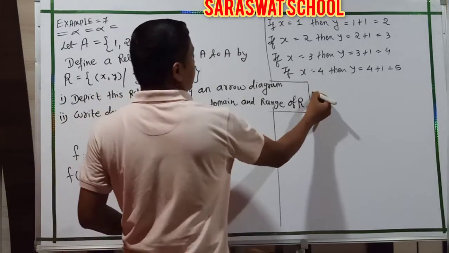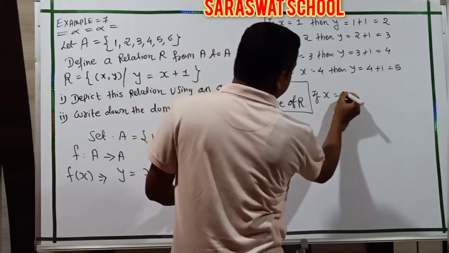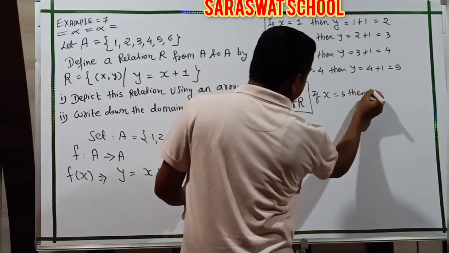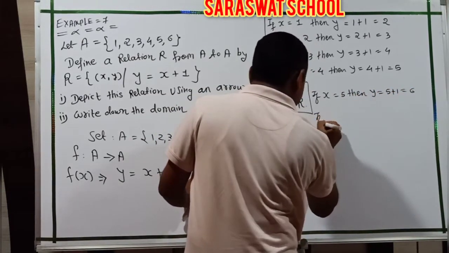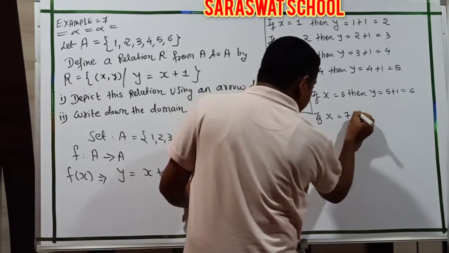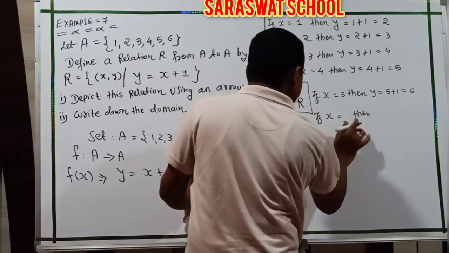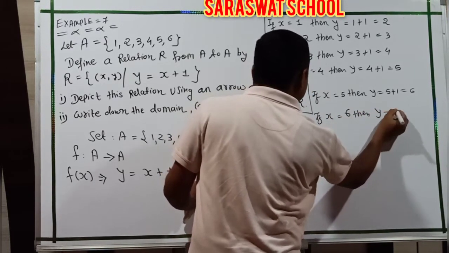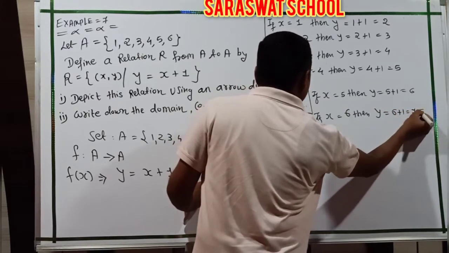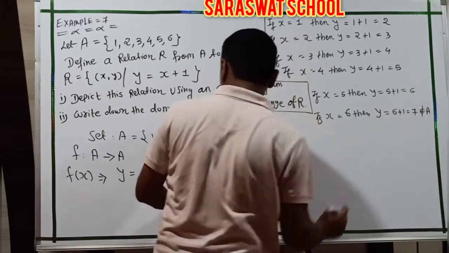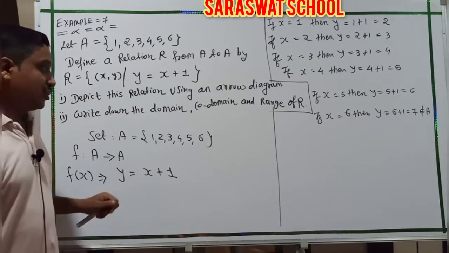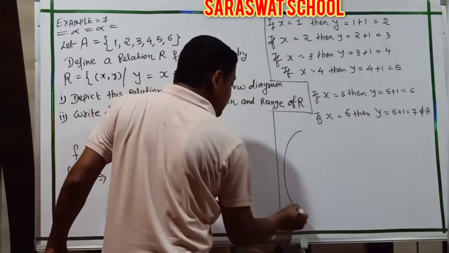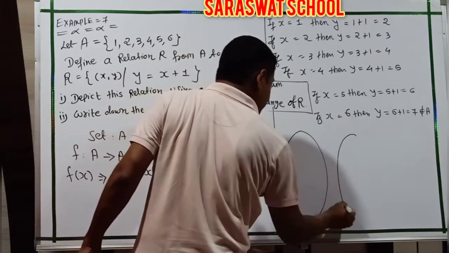Next, if x is equal to 5, y is equal to 5 plus 1. And last, if x is equal to 6, then y is equal to 6 plus 1, which is 7, but this 7 does not belong to your set A. So finally students, your arrow diagram is ready.